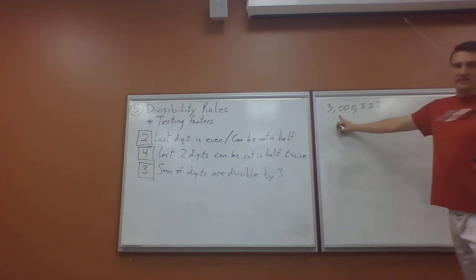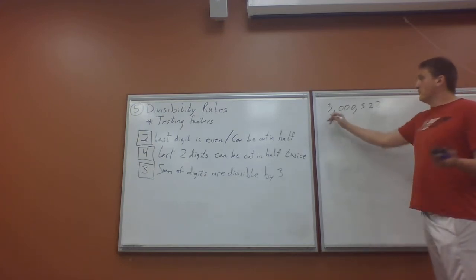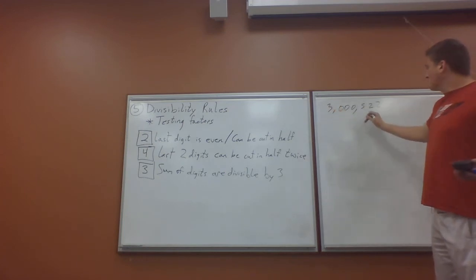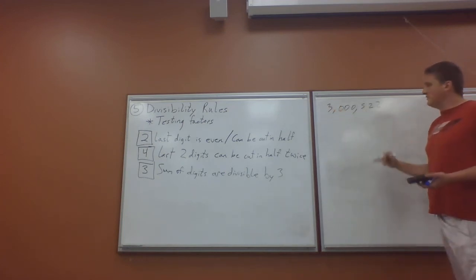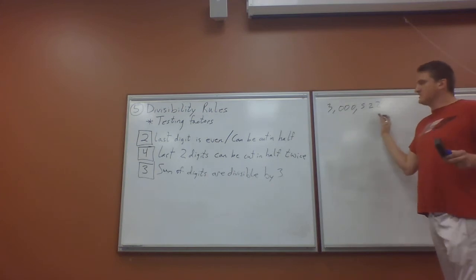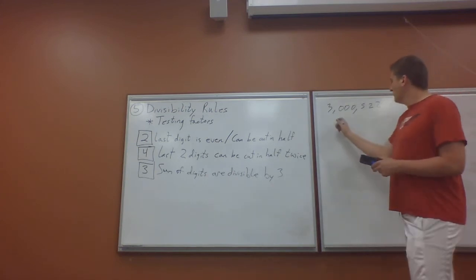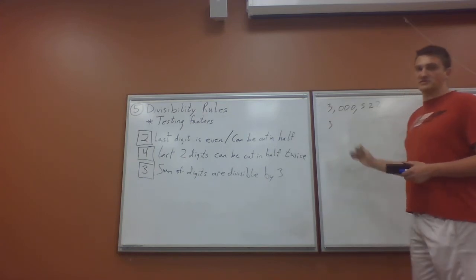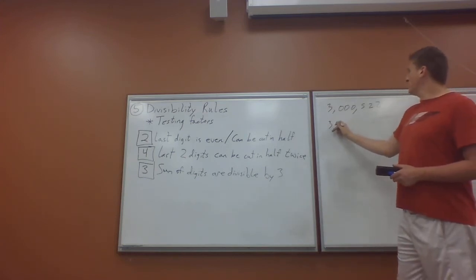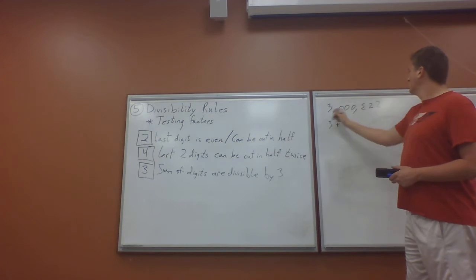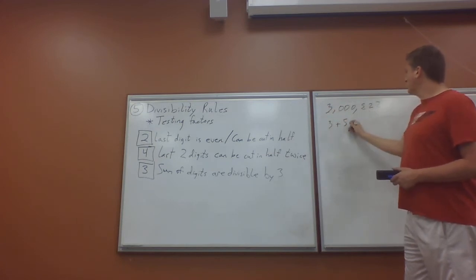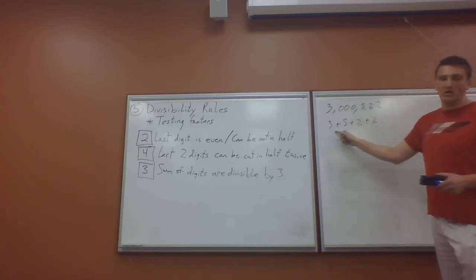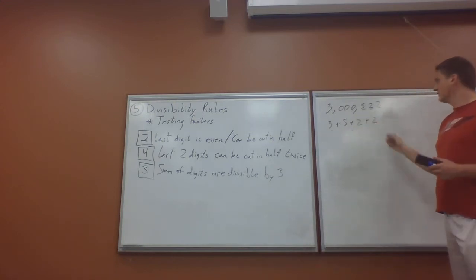I don't want to divide the whole thing by 3 yet. I know that 3 will go into 3 million, sure. Okay, does 3 go into 522? Well, let's find out. Let's actually test the whole thing here. So what are my digits? My digits are 3, and I have 0s, so I'm not going to include those in my sum here. So 3 plus 5 plus 2 plus 2. Those are all my non-zero digits added together.